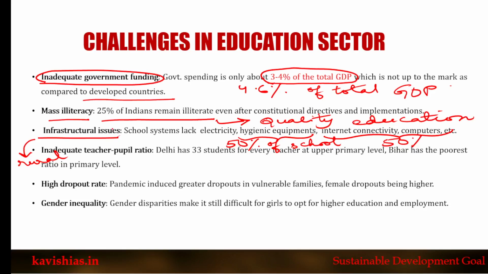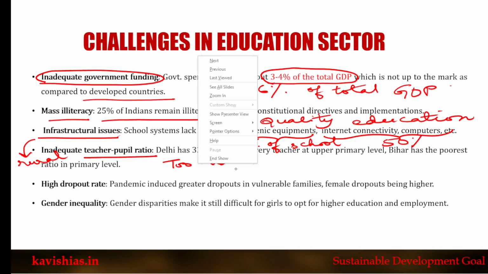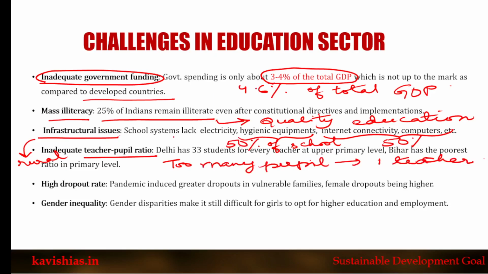Apart from that, there is an issue of inadequate teacher-pupil ratio. Delhi has 33 students for every teacher at the upper primary level, and Bihar has the poorest ratio when it comes to the primary level. Which means that there are too many pupils for one teacher. When the teacher-pupil ratio is very skewed, it means that the teacher is unable to take care of the students' requirements, needs and loopholes. So again, quality education is not being achieved. The teacher-pupil ratio must be proper and adequate.